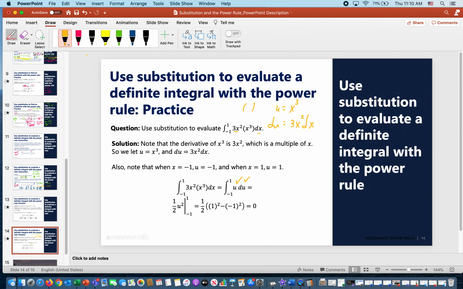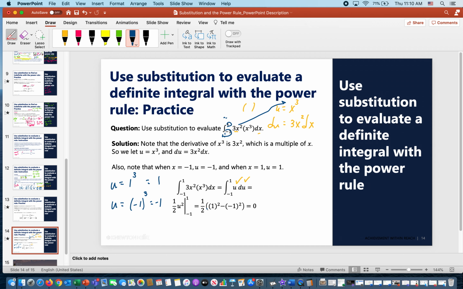Now the other thing to recall is that these boundaries are for x. So if I want to know what u should equal, I'm going to have 1 to the third and negative 1 to the third. In other words, I'm plugging these values in to whatever u is. And it turns out that in this case, there's still 1 and negative 1.